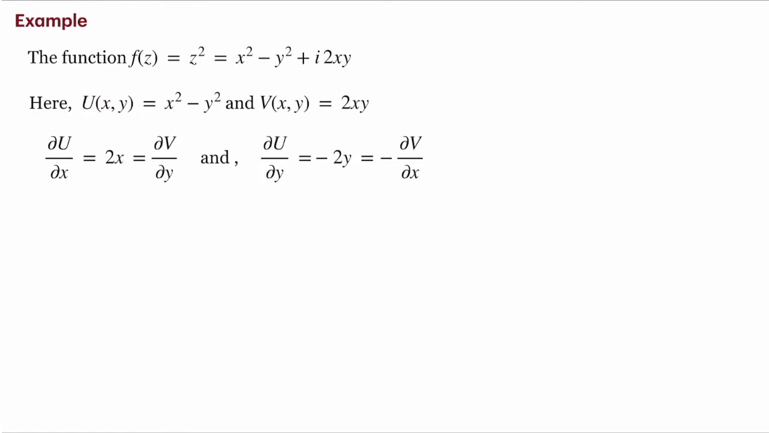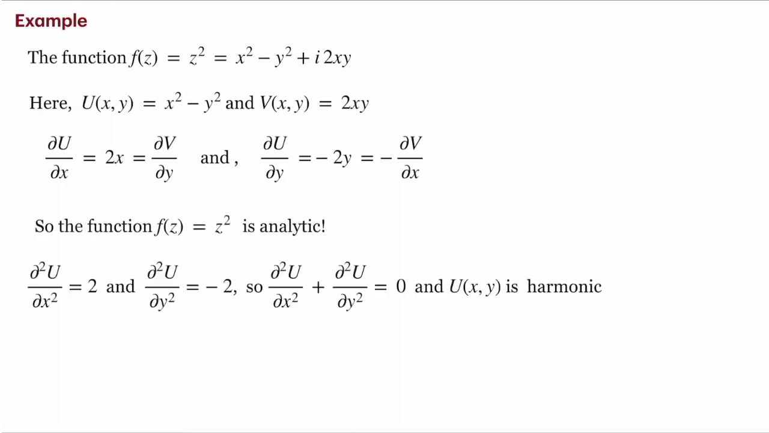We have already shown it from first principle. Also it is a polynomial, so it should be analytic in the complex plane. Let's look at the harmonic property. Del square u by del x square is equal to 2 and del square u by del y square is minus 2. So the sum of them is 0, so u is harmonic.